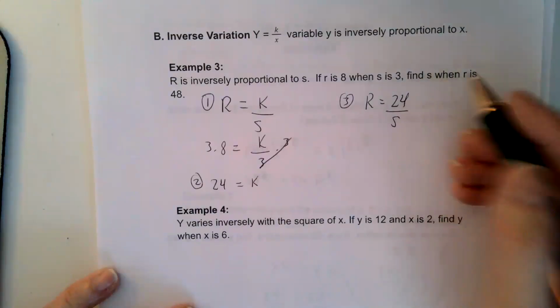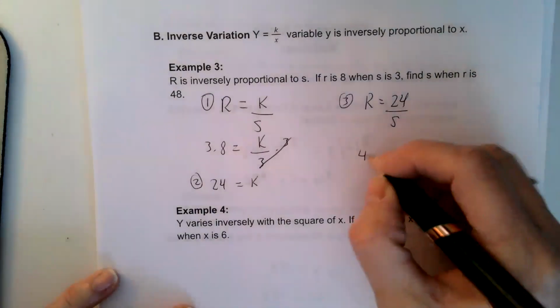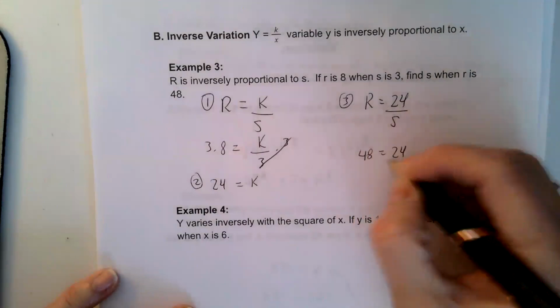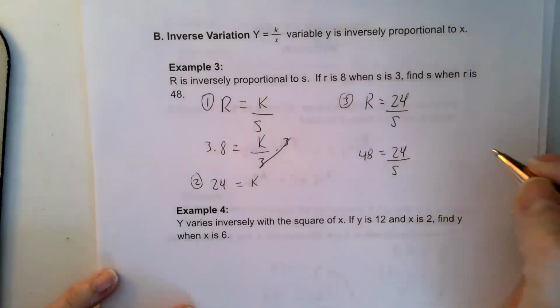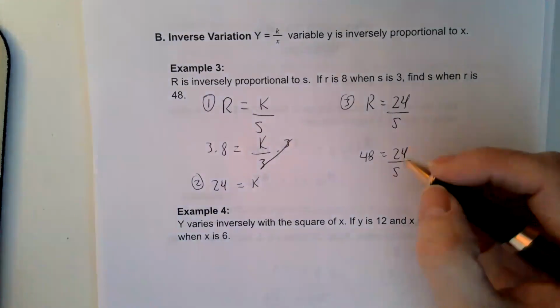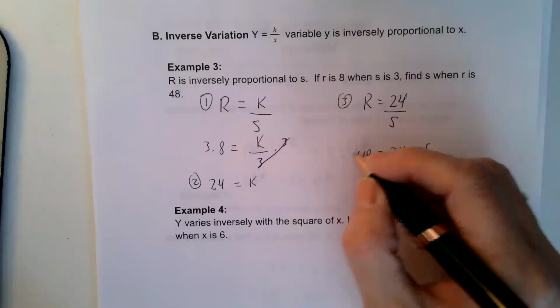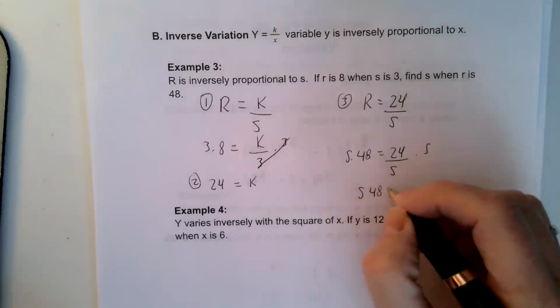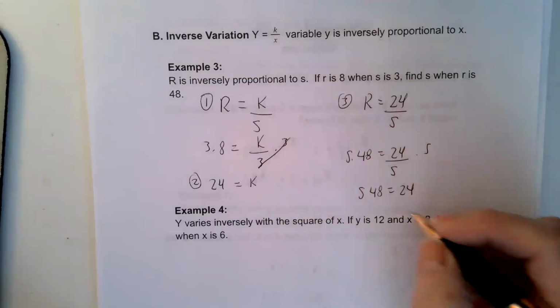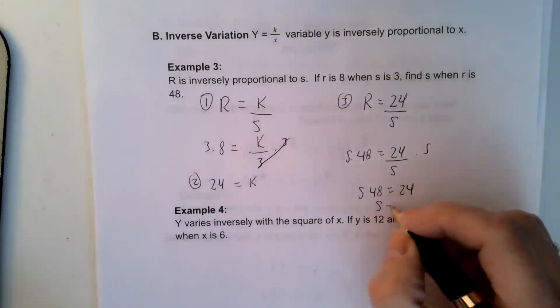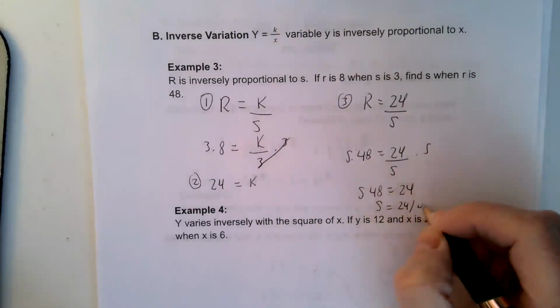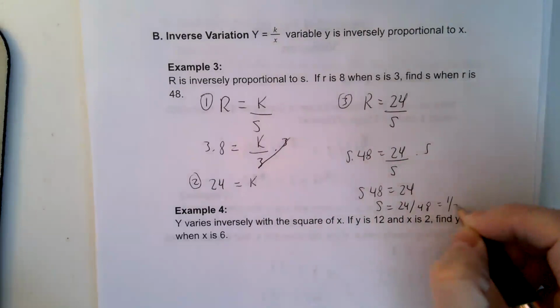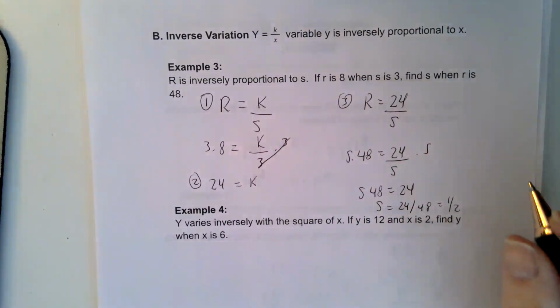And then it says find S when R is 48. So when R is 48, what is S? To solve for S, I'm going to multiply both sides by S. So I'll have S times 48 equals 24. And then I'm going to divide by 48. So 24 divided by 48 is 1/2. So S is 1/2.